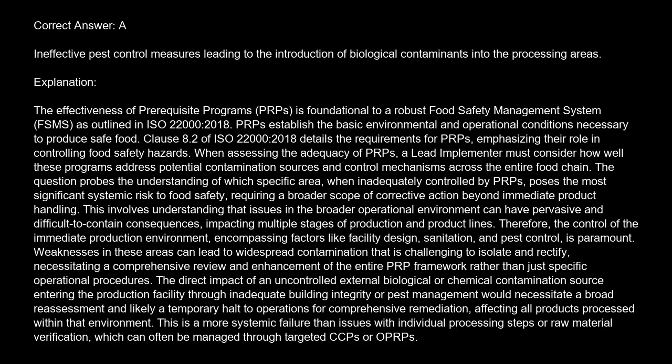The direct impact of an uncontrolled external biological or chemical contamination source entering the production facility through inadequate building integrity or pest management would necessitate a broad reassessment and likely a temporary halt to operations for comprehensive remediation, affecting all products processed within that environment. This is a more systemic failure than issues with individual processing steps or raw material verification, which can often be managed through targeted CCPs or OPP.